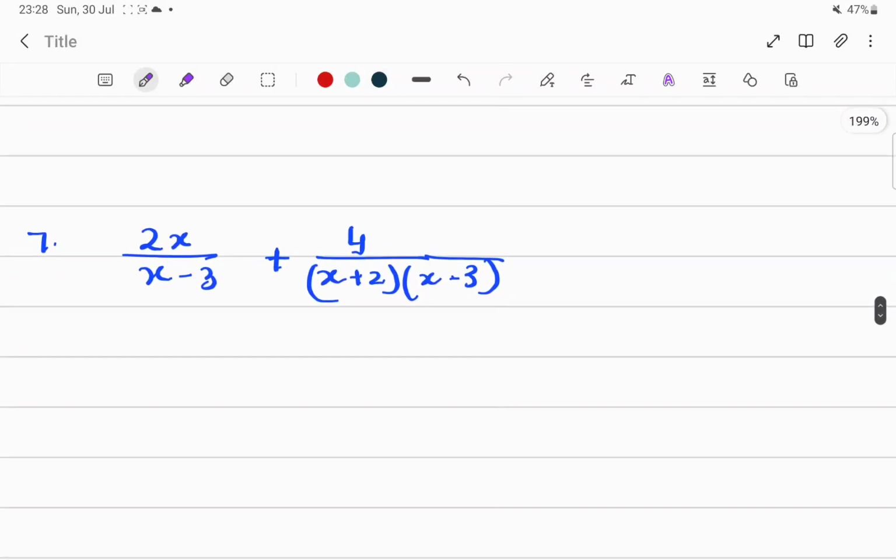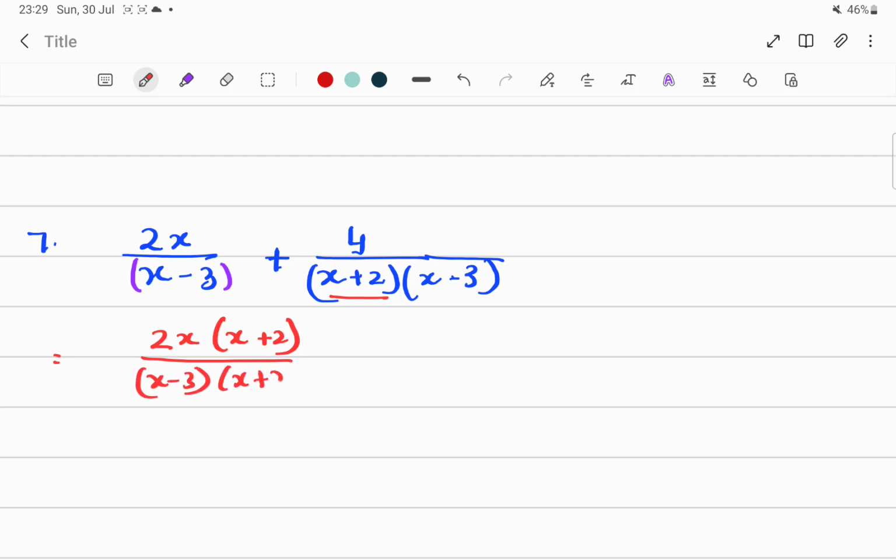Next question is, you have 2x over x minus 3 plus 4 over x plus 2 times x minus 3. Now this question can be done in two ways. What you can do here is multiply it by x plus 2. So that is one way. So what you will be doing, 2x times x plus 2 over x minus 3 times x plus 2, and here no need to do anything because it has both the factors x plus 2 and x minus 3.